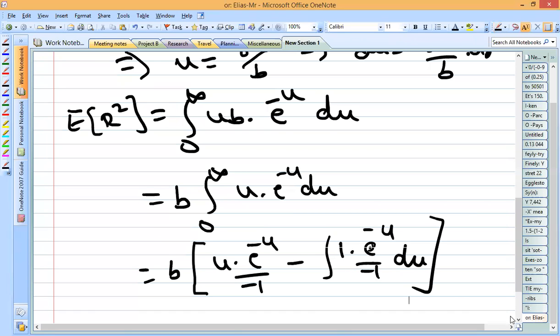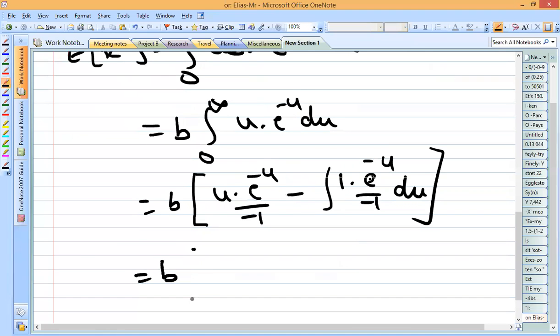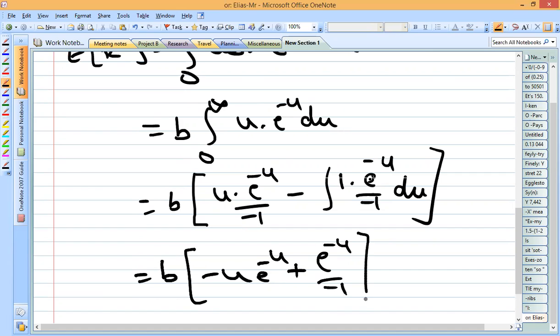So in the next step, here that will be b into minus u e to the power minus u, minus into minus is plus. Integral of e to the power minus u is e to the power minus u by minus 1 with the integral range u is equal to 0 to infinity. So substituting the limits, what we get?